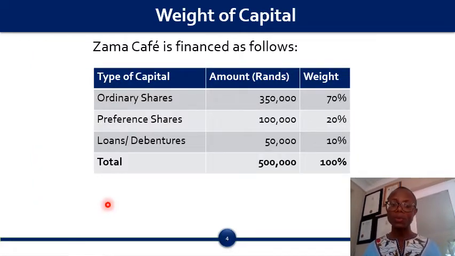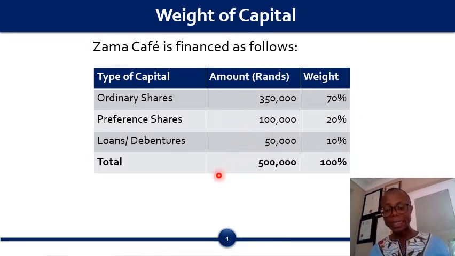Let's assume you know of a business called Zama Cafe, which is financed as follows. It's financed by ordinary shareholders, preference shareholders, and loans or debentures. Let's assume that it's financed 350,000 by ordinary shareholders, which is 70%. Why is it 70%? We are saying 350,000 divided by the total financing of 500,000. It's financed 100,000 by preference shareholders, which is 20%. It's financed 50,000 through debentures, which is 10%.